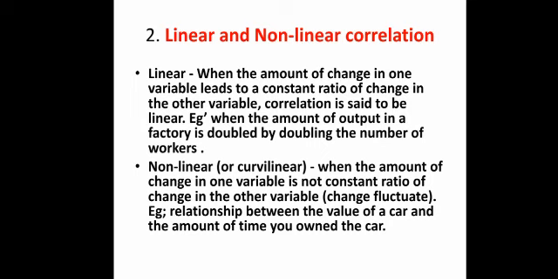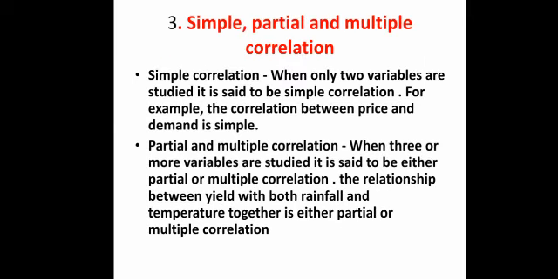When there is a linear correlation, the points plotted on a graph will give a straight line. The correlation is said to be non-linear when the amount of change in one variable is not in a constant ratio to the change in the other. For example, the relationship between the value of a car and the amount of time you own the car. Next, simple, partial and multiple correlation.